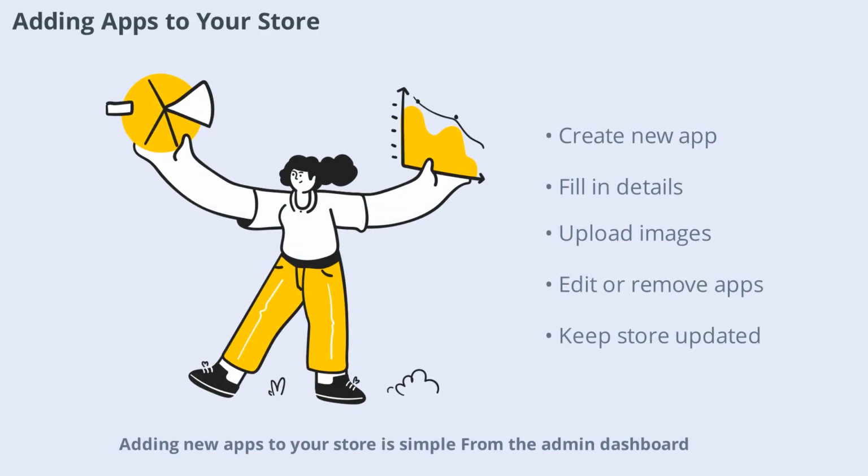Adding new apps to your store is simple. From the admin dashboard, navigate to the Apps section and click to create a new app. Fill in the required information, upload images, and set categories as needed. You can also manage existing apps, edit details, update images, or remove outdated listings. This flexibility lets you keep your App Store fresh and relevant for your users.